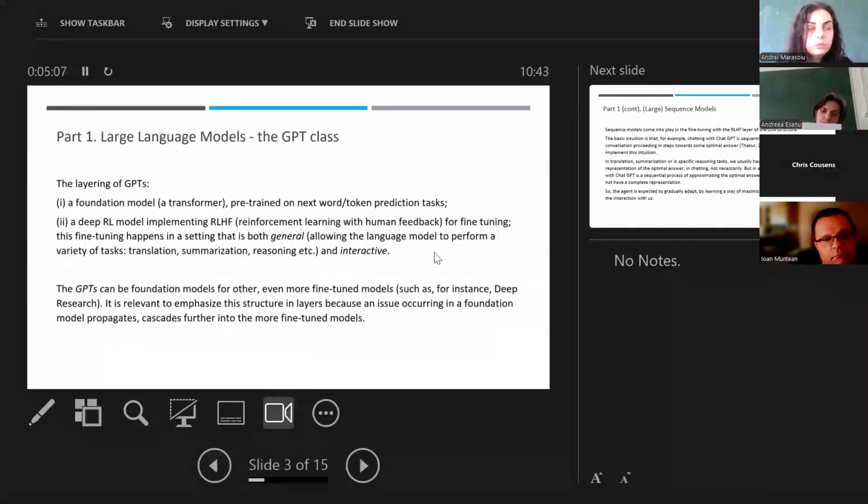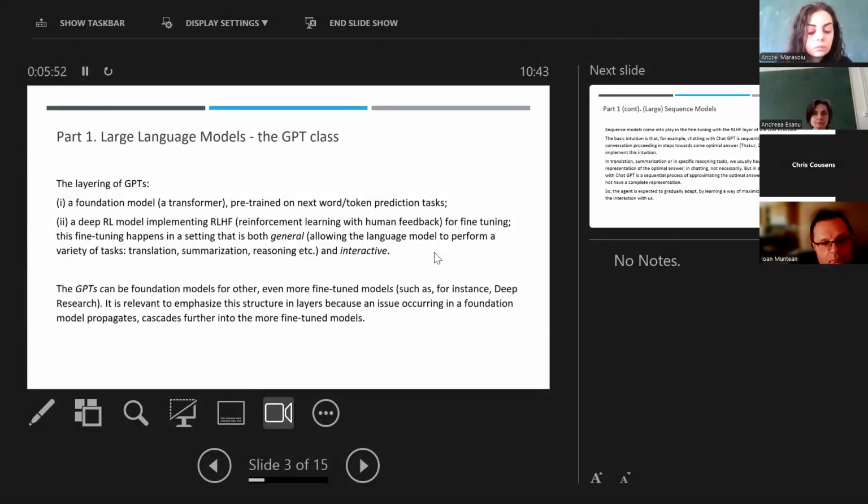It is interesting here that this fine-tuning happens in a setting that is both general, allowing the language model to perform a variety of tasks like translation, summarization, reasoning, etc., and interactive. Also, it is important to stress here that GPTs can be foundation models for other, even more fine-tuned models, like, for instance, deep research. This structure in layers is something important to emphasize because an issue that occurs in a foundation model usually propagates or cascades further into the more fine-tuned models.